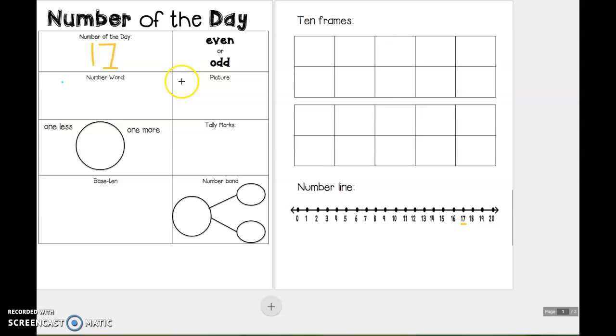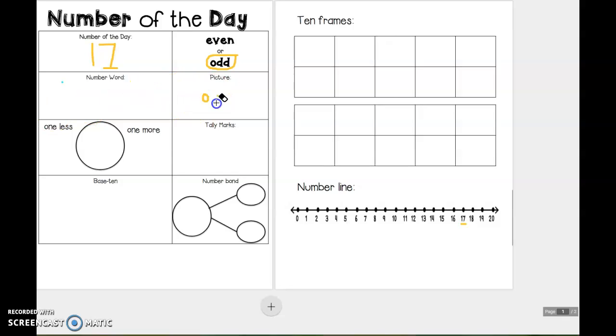So we're going to draw 7 to decide. 1, 2, 3, 4, 5, 6, 7. They have a dance partner, they have a dance partner, they have a dance partner. This guy is the oddball, so we know that the number 17 is odd. We could count by twos, 2, 4, 6 to get to 6, but we couldn't get to 7. So we know that the number 17 is odd.